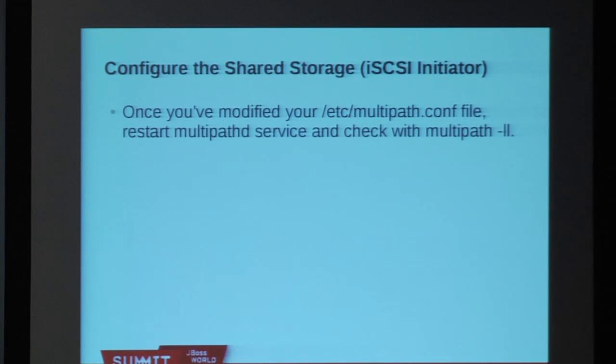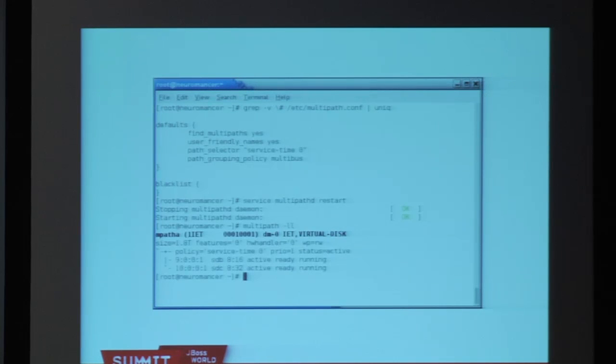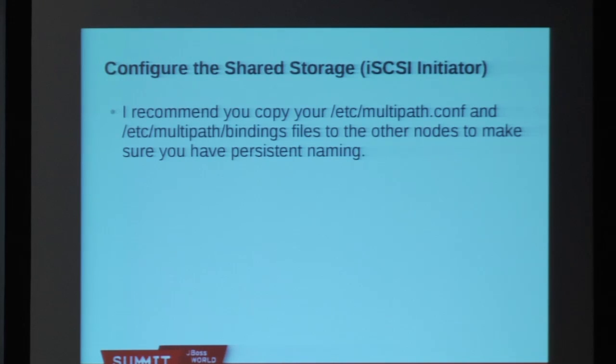So once you've modified your multipath.conf file, you can restart multipathd and then run multipath -ll to see what paths you have enabled. The way that looks is, I've modified my multipath.conf file with those options that I just described. I'm going to restart the multipathd service, and I run multipath -ll, and you can see there are my two LUNs. They're presented as sdb and sdc, and the policy is service-time 0. So now it shows me that I've got two paths to my shared storage.